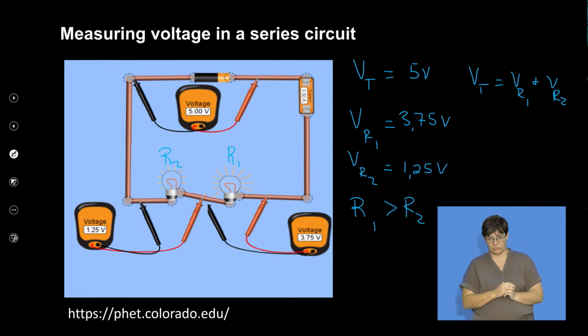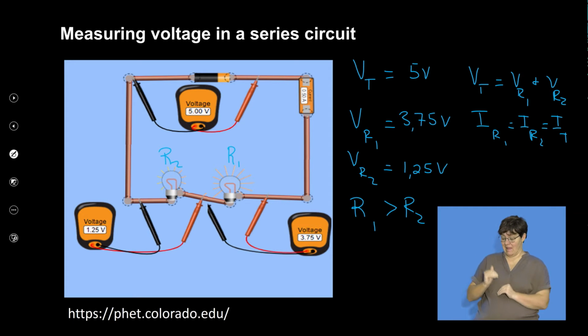So now, for the same amount of current, we said that the current through R1 is equal to the current through R2, which is the current that goes through the battery, which is equal to the total current. Now, the higher resistance of R1 suggests that there will be a greater potential difference across R1, and correspondingly, with the lower resistance of R2, there will be a correspondingly lower potential difference. However, if you add 3.75 and 1.25, it gives us the 5 volts, which is the total voltage.